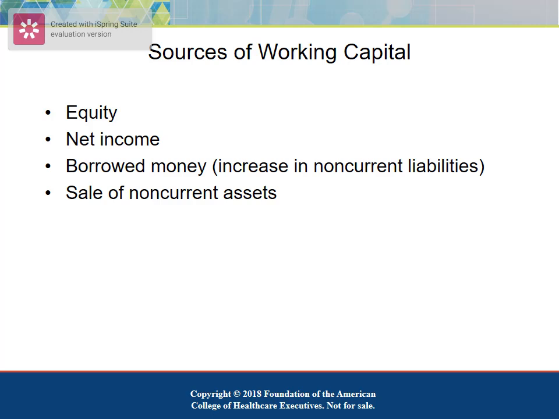We're going to possibly borrow money, so we might increase our non-current liabilities. We might do a small revolving loan to be able to make our payroll and things like that. So we might borrow that money, or we could sell some of our assets. We might sell some equipment or sell a building that we're not using.